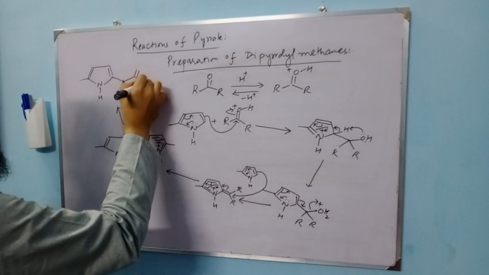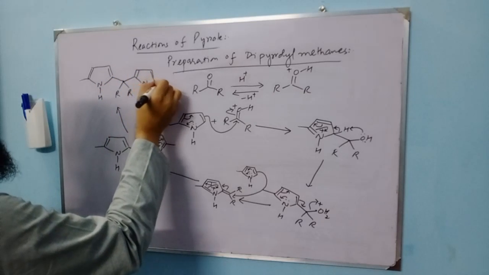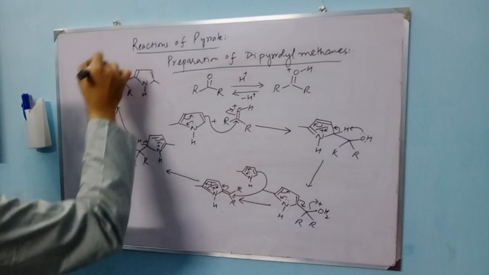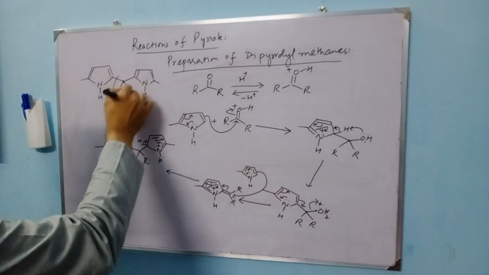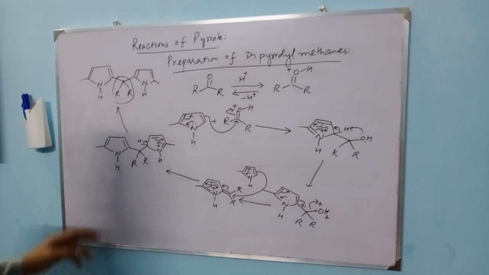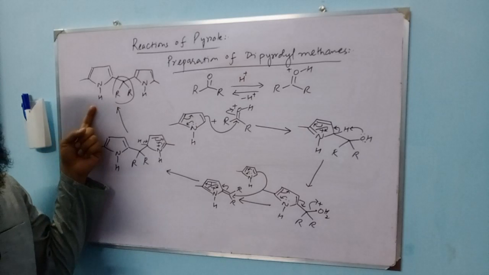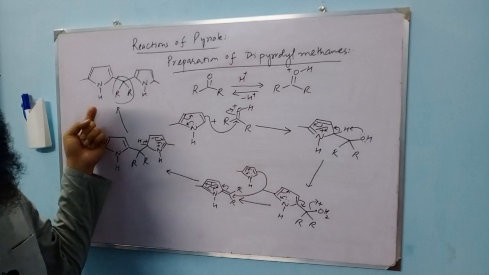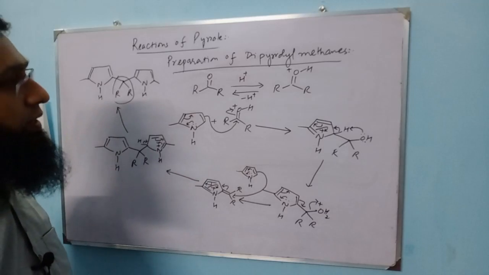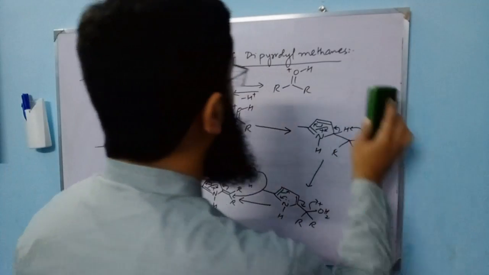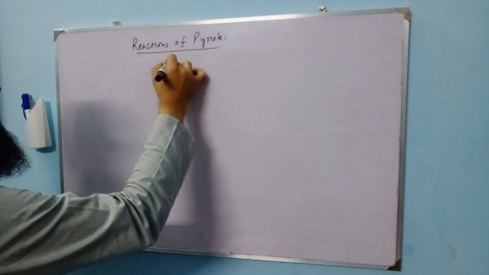And the final product, dipyrrolyl methanes, because there are two pyrroles, are obtained, and they are important because they can be treated with different transition metal salts to give colored compounds. So this was the preparation of dipyrrolyl methanes. Next is the preparation of 3-acyl pyrroles.